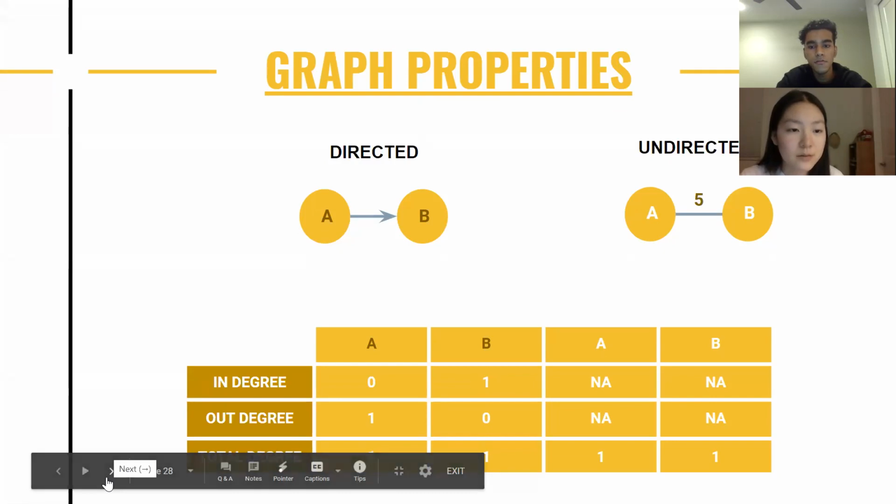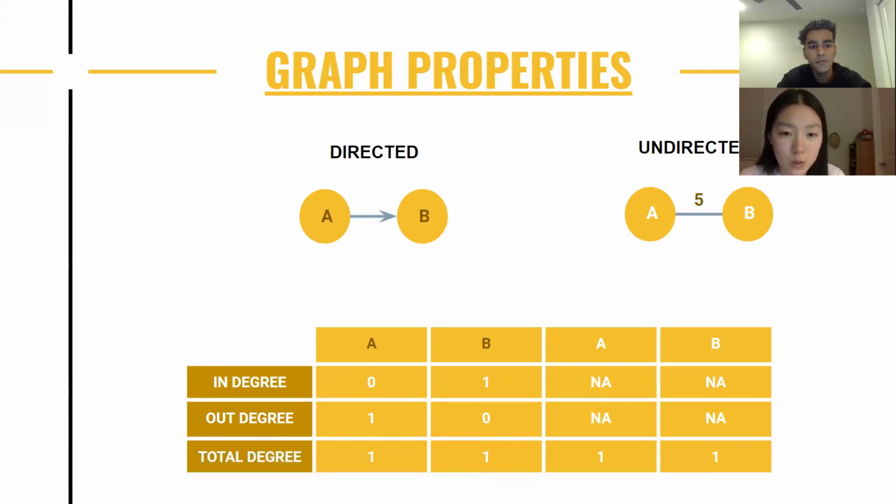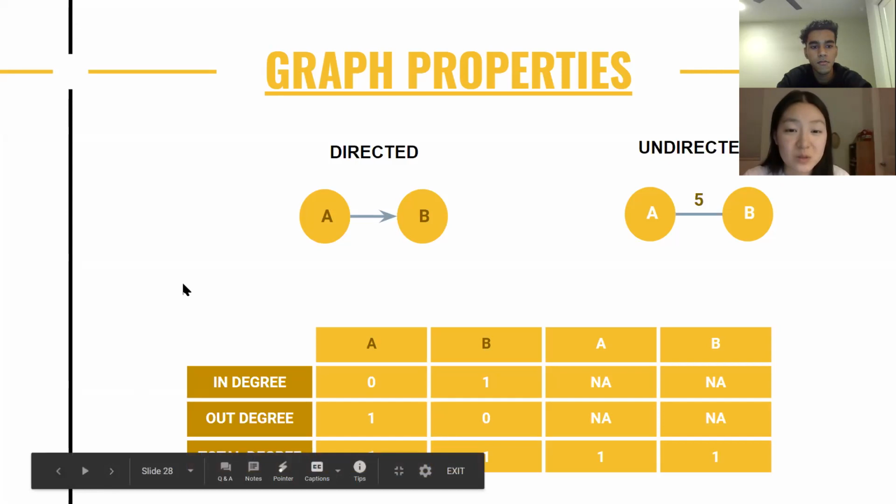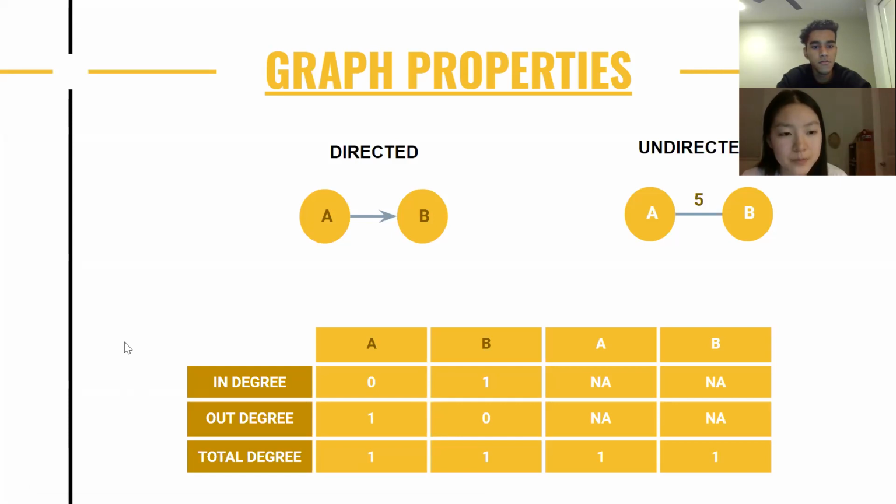So in a directed graph, A has an in degree of 0 because there are no arrows pointing towards it, and B has an in degree of 1 because there's only one arrow pointing towards it. Likewise, A has an out degree of 1 because it has one arrow pointing outwards, and B has an out degree of 0. In degree and out degree don't really apply to undirected graphs because there is no direction associated with that edge, and overall, they all have a total degree of 1.